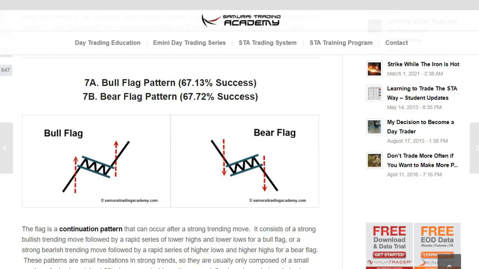Anyway, let's have a look at some of these patterns. Now, this is called a bull flag. I'll get back to that. There's also a bear flag. I'll show you that on a chart. They apparently have a 67% success rate.